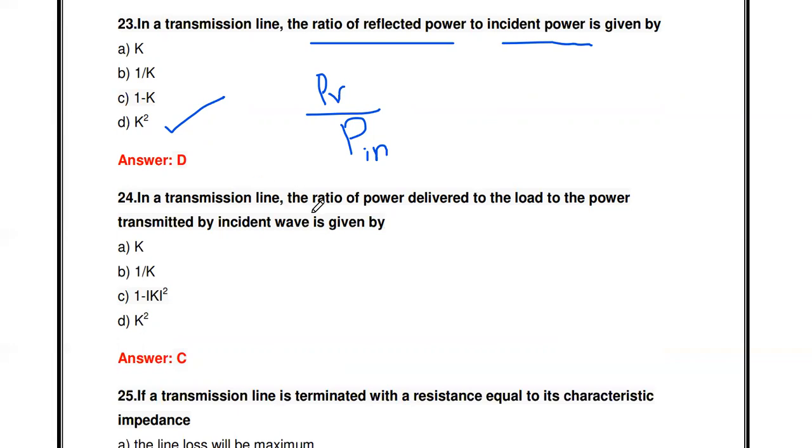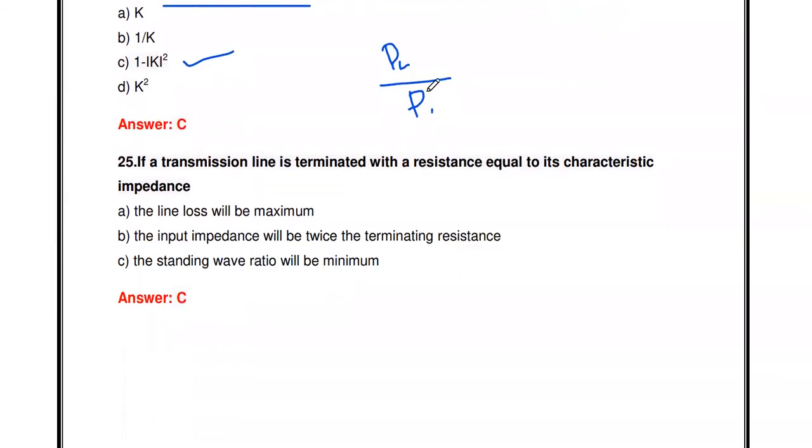Then in a transmission line, the ratio of power delivered to the load to the power transmitted by the incident wave is dash. The previous one was the ratio of reflected power to incident power. This is power delivered to load divided by the incident power. That ratio is equal to 1 minus modulus of K the whole squared. So this is the formula. In theory, we derived these formulas in the power measurement of transmission line.